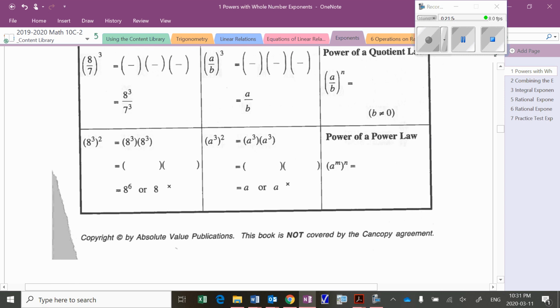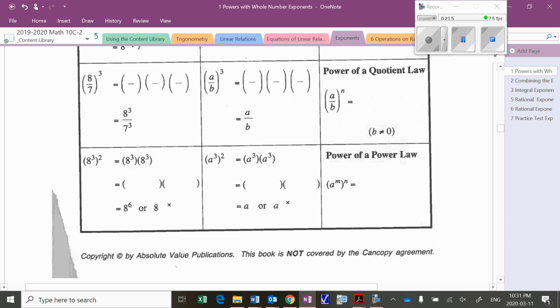So taking a look at power of a quotient law, then 8 sevenths all cubed, so that whole quotient 8 sevenths is our base, so 8 sevenths times 8 sevenths times 8 sevenths, also known as 8 cubed divided by 7 cubed. Similarly, a over b all cubed is a over b times a over b times a over b, or a cubed over b cubed. So again, it's almost like distributing that exponent, so a to the n divided by b to the n, and in this case our divisor b cannot equal 0.